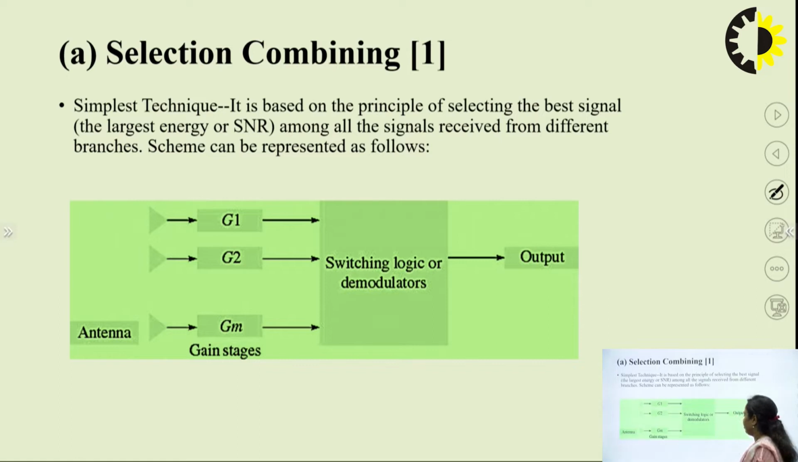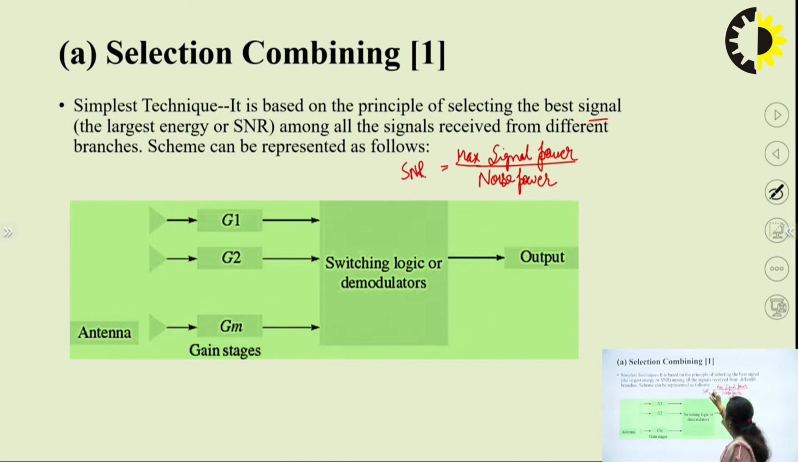This is one kind of space diversity technique. It is based on the principle of selecting the best signal, the signal which has the largest energy or signal to noise ratio. One thing you have to keep in mind while considering the continuous time signal is the parameter signal to noise ratio, which means the signal power divided by the noise power. This is known as signal to noise ratio, or SNR.